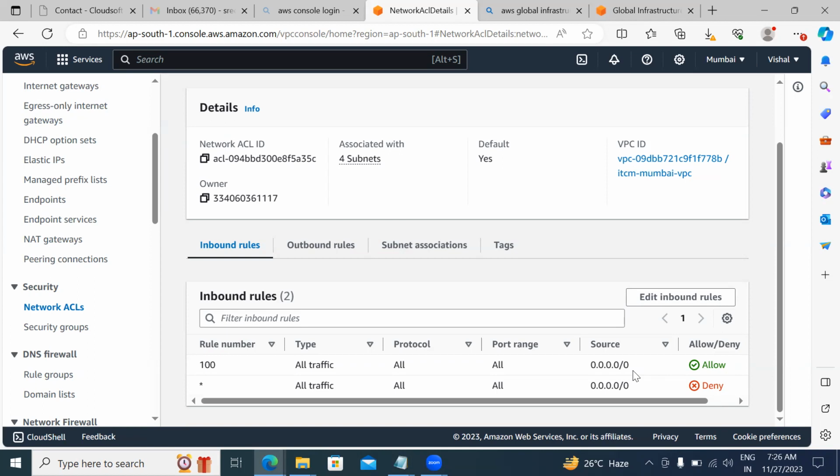NACL level itself. Just as at an apartment we stop beggars, sales guys, unauthorized persons, we block them. In the same way, it's better to block even at the NACL level. But by default, inbound also allows the complete traffic.